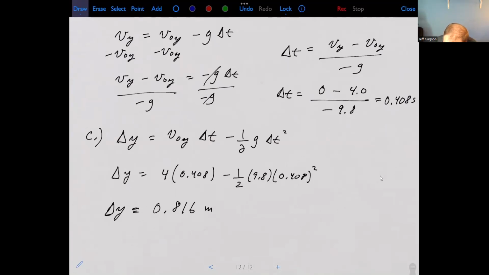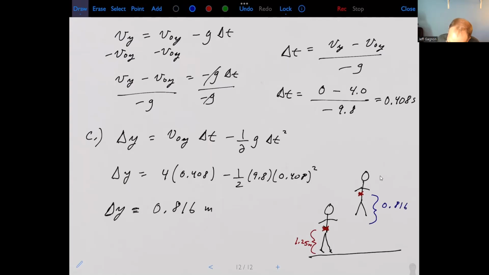Okay, so that's the change in height. Now you've got to think about what's going on here. I'll just do a stick figure. This is Brian, just when he leaves the ground. His center of mass is, say, right here. I'll do it in red. And this height right now was 1.25 meters above the ground. And then Brian jumps up. We know that the displacement in the y position, the change in position from where the center of mass was when he left, is 0.816. So if we want to find the total height above the ground, I have to add the 1.25 to the 0.816.